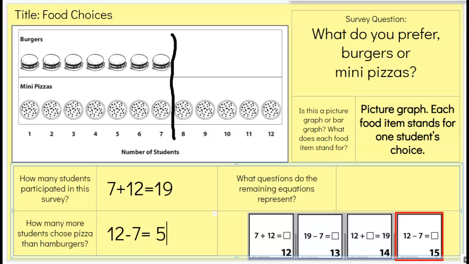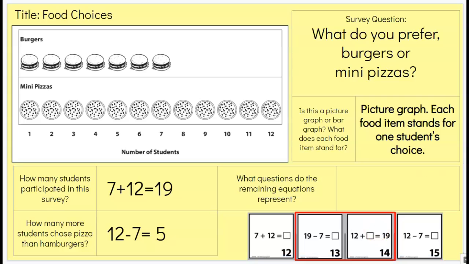Now for our last question. I want you to think about what our 2 remaining equations represent. Our first equation of 7 plus 12 equals something showed how many students participated in the survey with 19. This equation, 12 minus 7 equals something, showed us how many more students chose pizza than hamburgers. If we have 12 minus 7 equals 5, we know 5 more students chose pizzas.